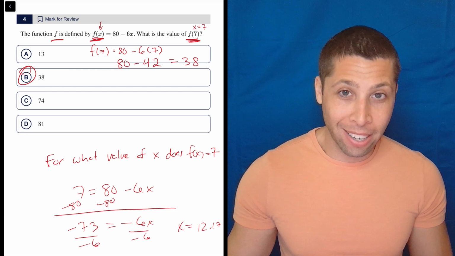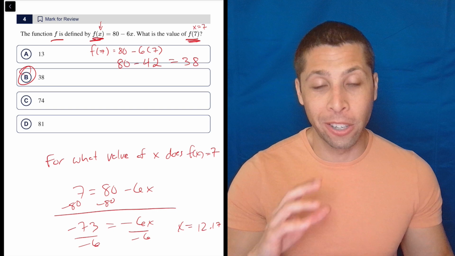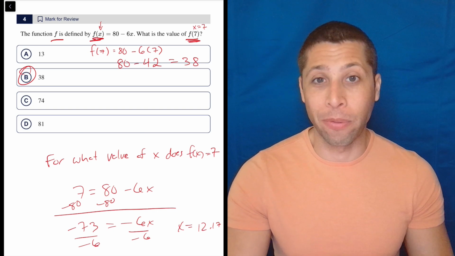Many of you might pick that just because it's close enough. But yeah, I doubt many of you are even going to do that. The easier thing here to do anyway is just put x as 7 and call it a day. Hopefully, though, now you know what function notation looks like.